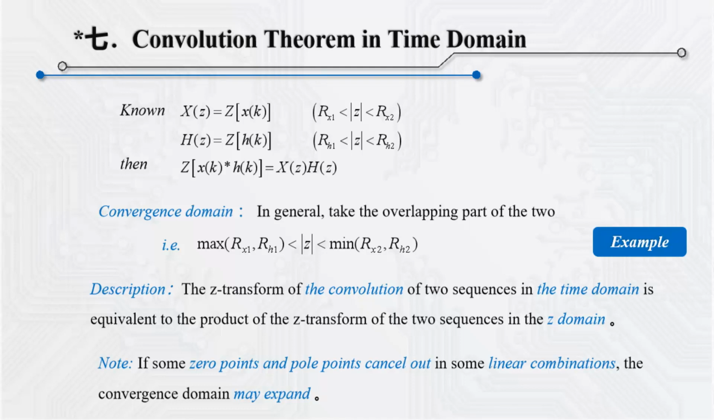This time domain convolution theorem is the theoretical basis for transform domain analysis. The convolution of two sequences in the time domain equals the product of the z transforms of the two sequences in the z domain. This is a very useful property in some special cases, because some poles of the linear combination may cancel. The convergence domain may expand.